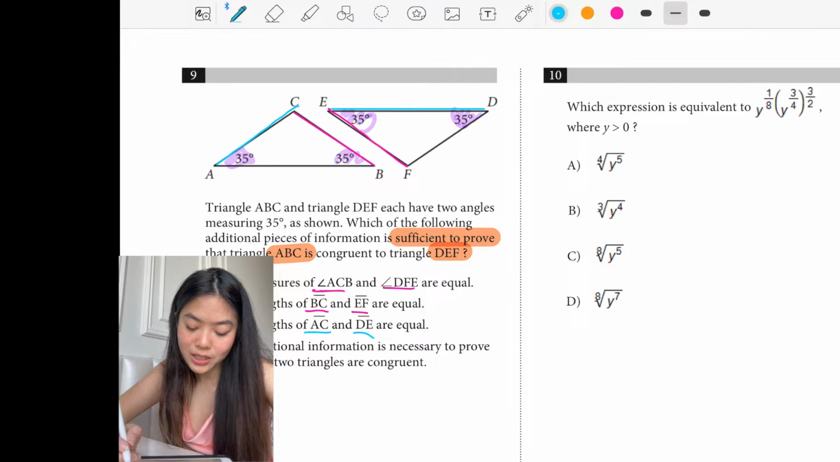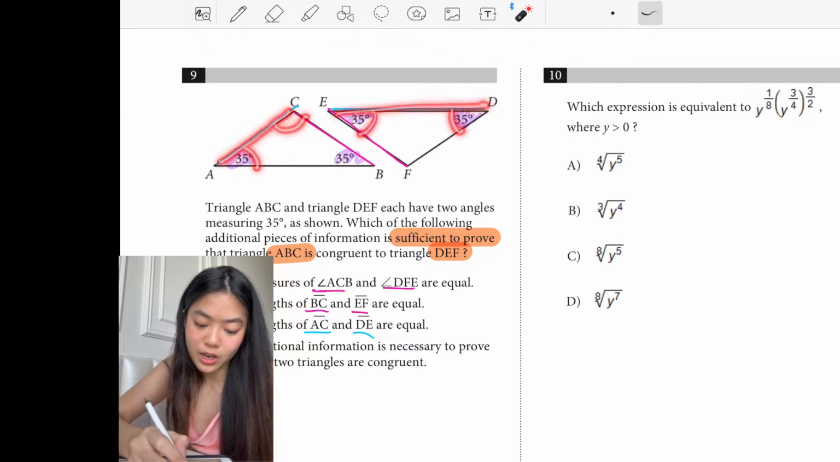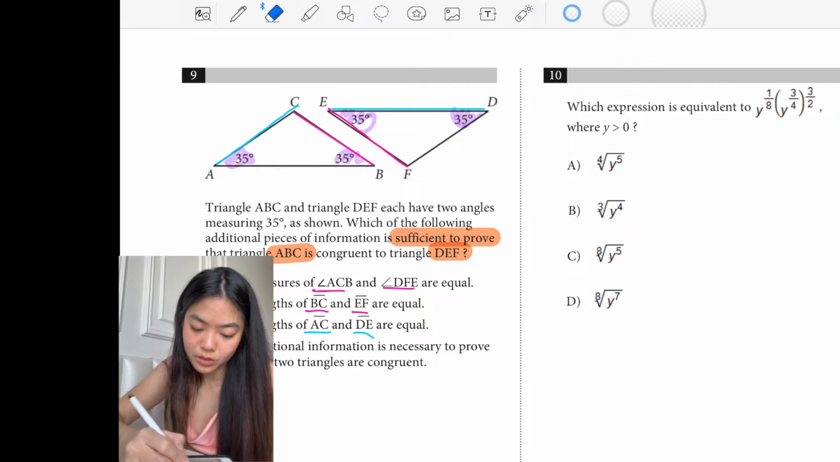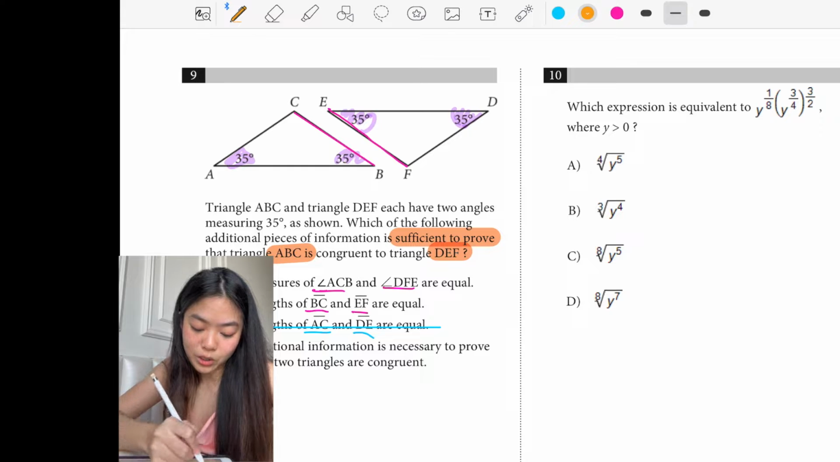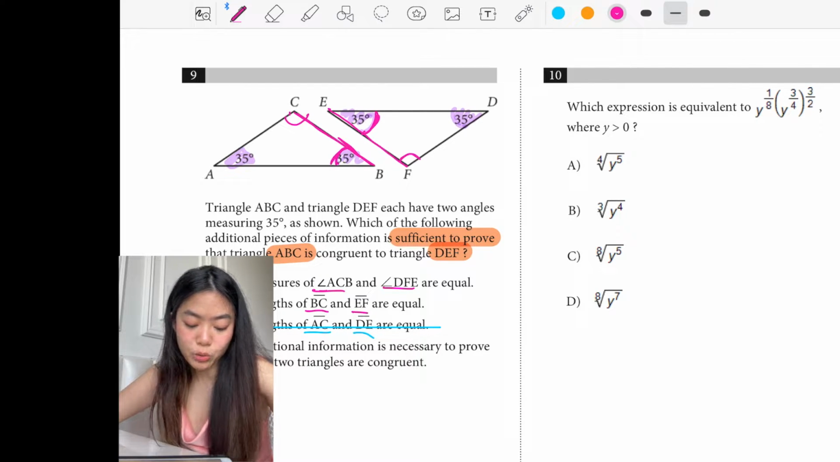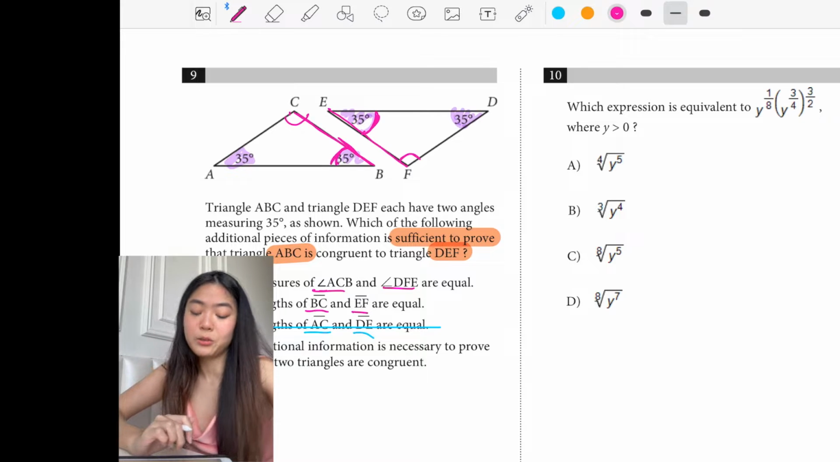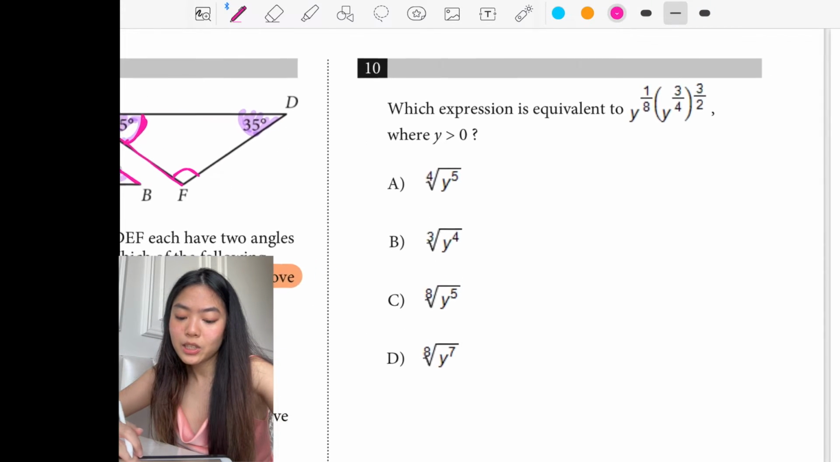Okay, yes, as you can see, AC and DE are linked with 35 and some angle, but this one is 35 and 35. So it's impossible to beat this one. This one is wrong, so we can cut C. Yes, and the one which should be the answer is B, because this length is linked between 35 and this unknown angle, and 35 and the unknown one here. So we have more information in B than is sufficient to prove that the triangles are congruent.